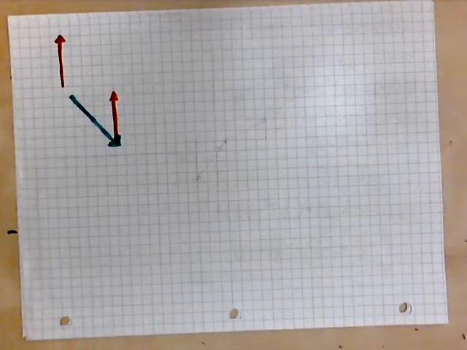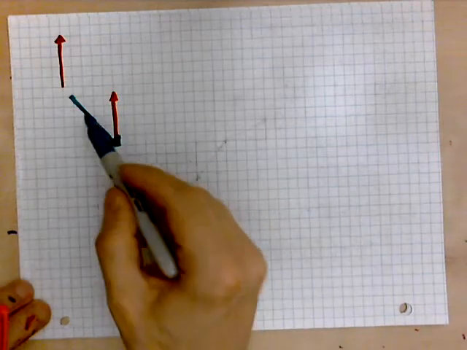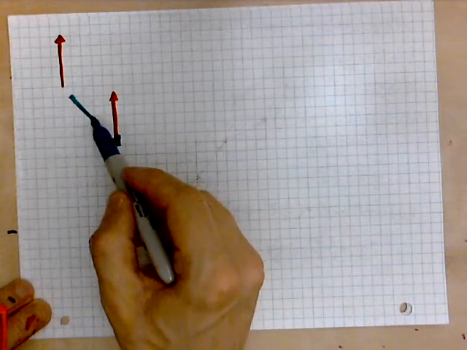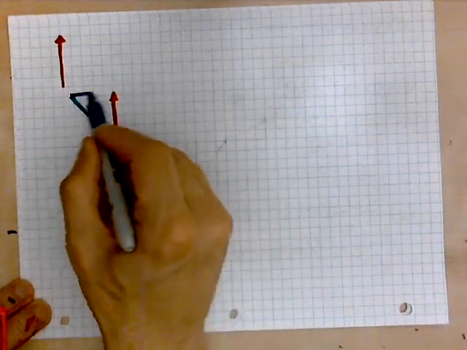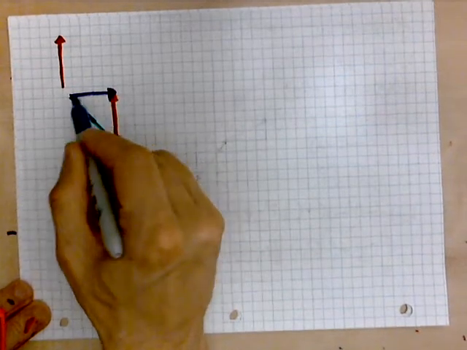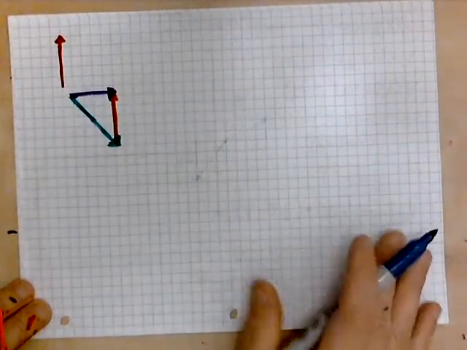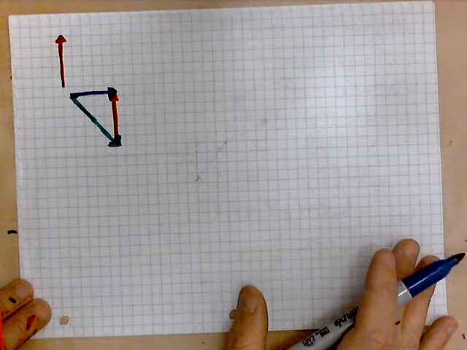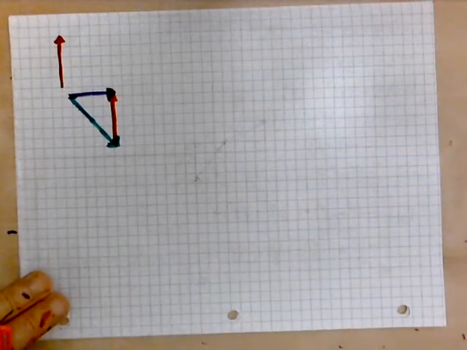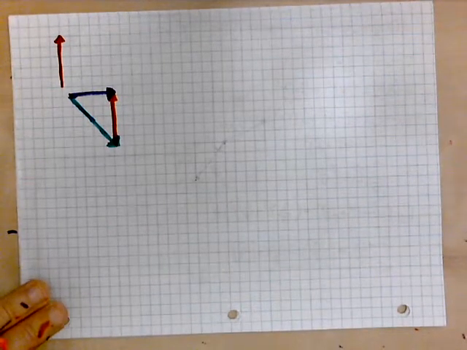Once you've done this, then you connect the beginning of the light blue with the orange tip. And what results, the one I've just drawn, is the resultant vector. It's the vector that has the same effect as the two other vectors put together.